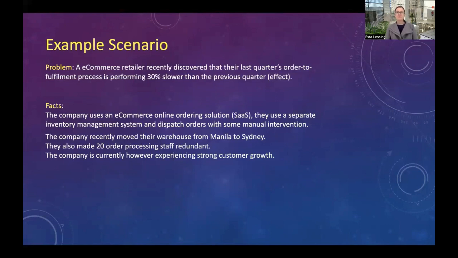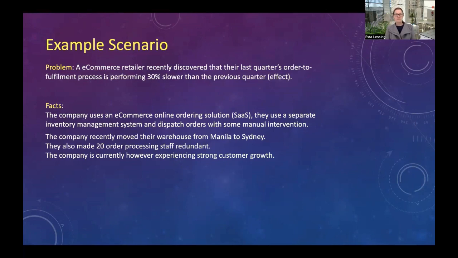Some of the facts that we know at this stage, before starting our active root cause analysis, is we know that the company uses an e-commerce online ordering solution. They use a separate inventory management system, and they dispatch orders with some manual intervention in the process. We also know that this company recently moved their warehouse from Manila to Sydney. They also made 20 order processing staff redundant, and the company is currently, however, experiencing strong customer growth.